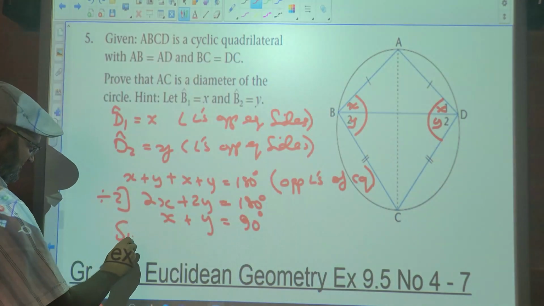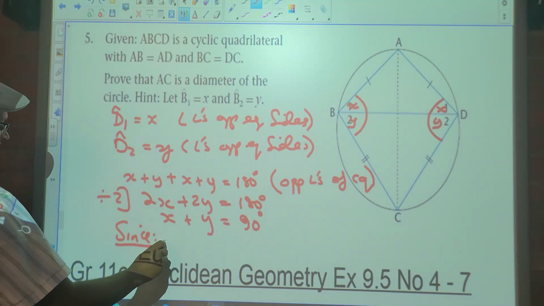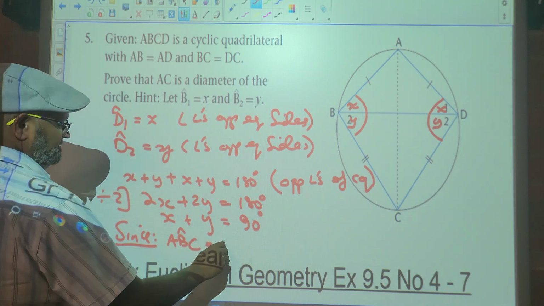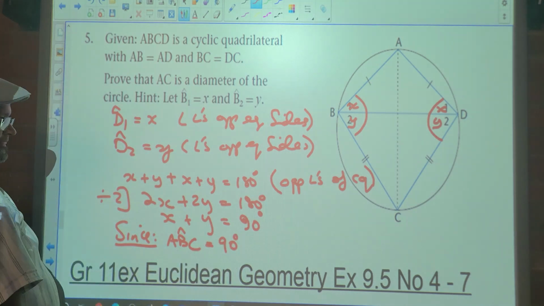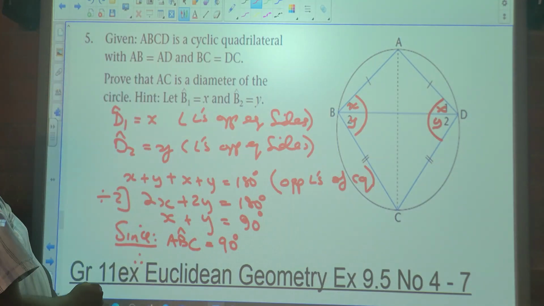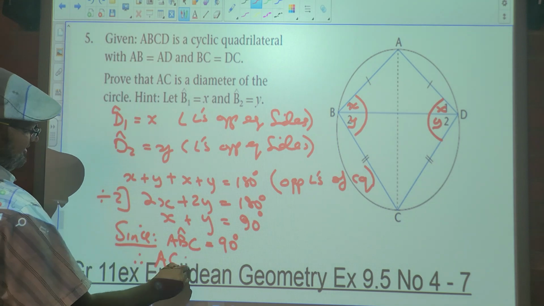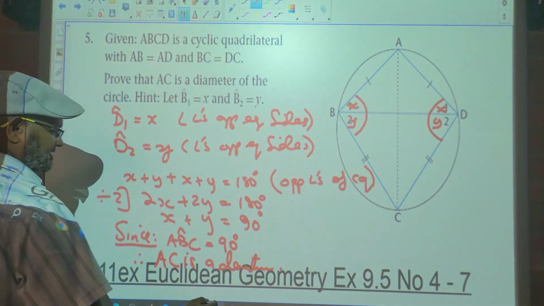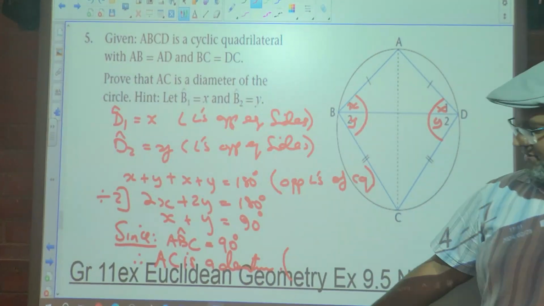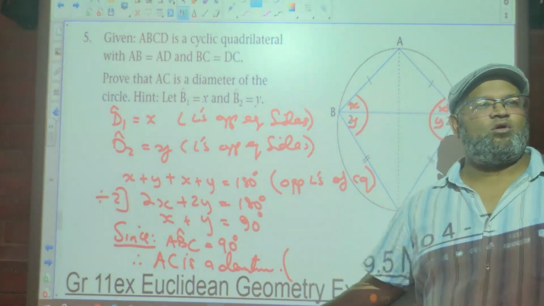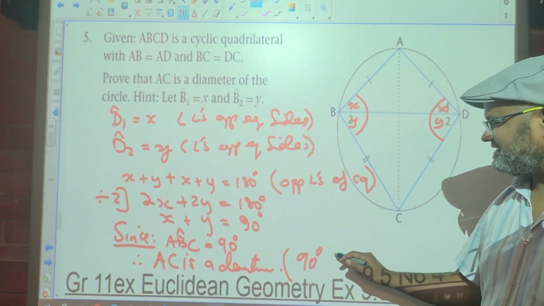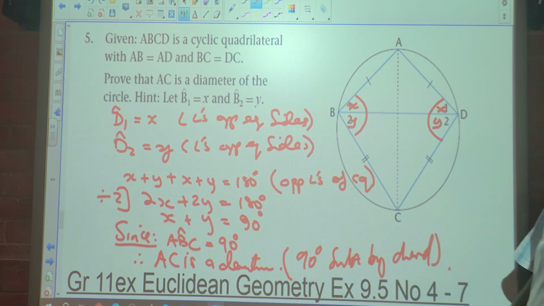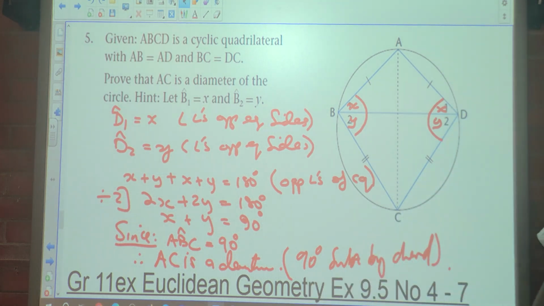So we say since angle ABC is equal to 90 degrees, not so? So therefore AC is a diameter. Why? Converse of angles in a semicircle, or 90 degrees subtended by chord. Okay. Verstaan julle?